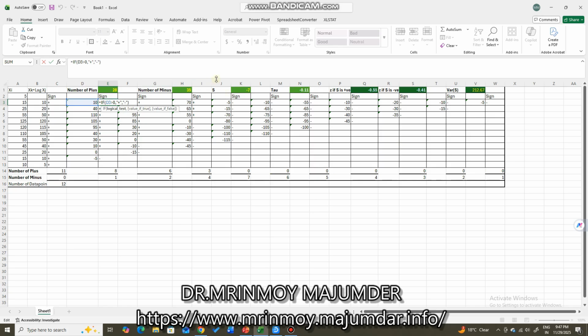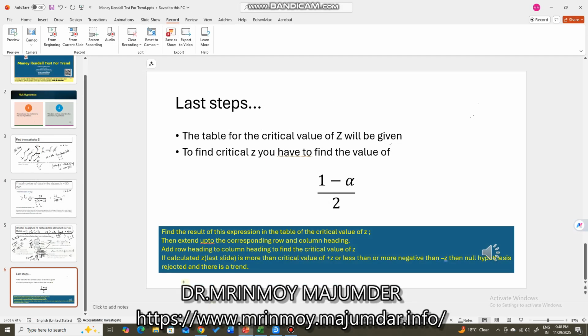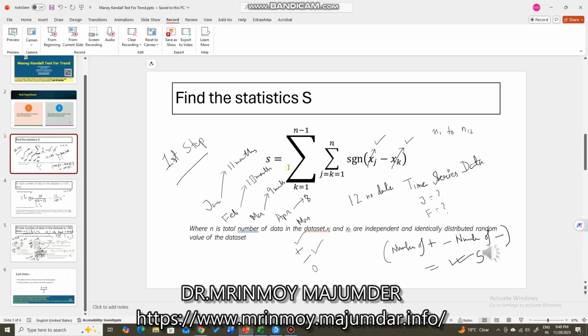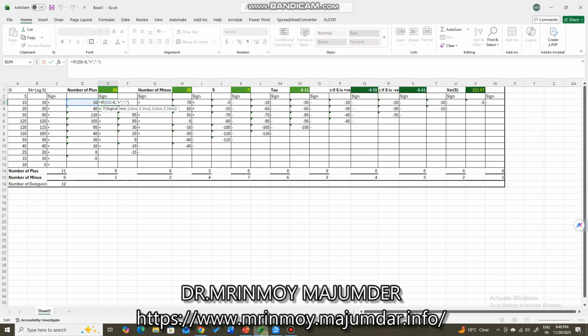Okay. So what is the value of S? That I have already discussed. This is the value of S. How to calculate? Number of pluses minus number of minuses. Do not take the absolute value. If it is negative, it stays negative. In our case, S is negative, so we have used negative. If S is positive, we would have used positive. So in our case, S is minus 7.